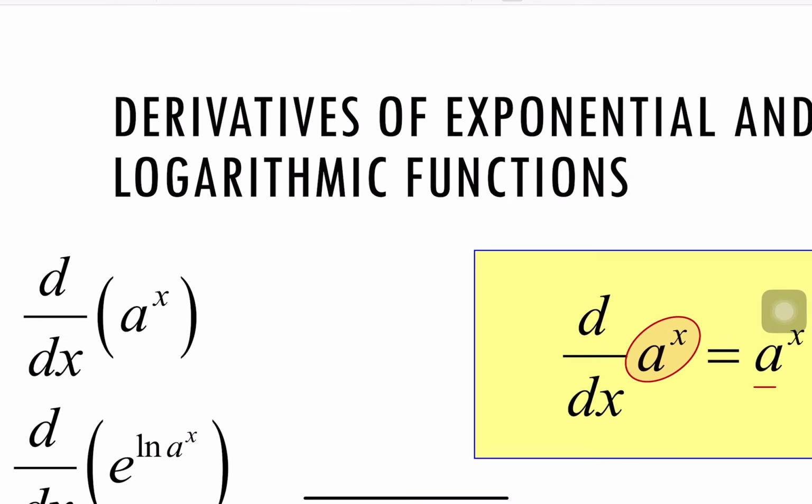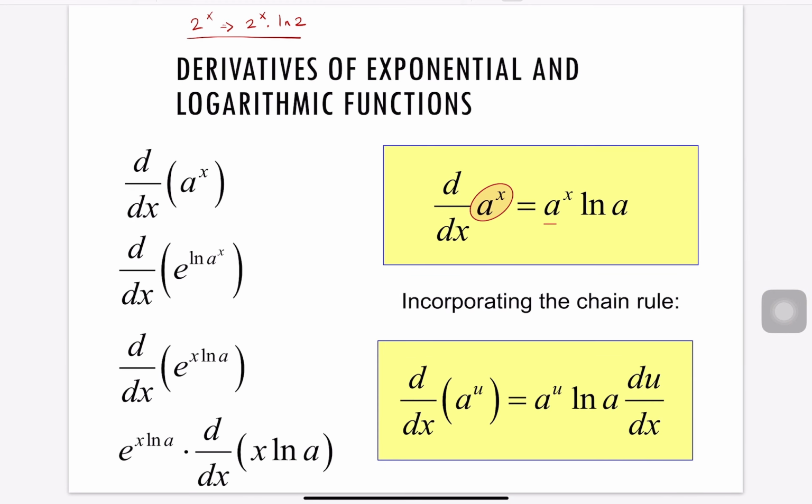For example, if we have the function 2 power x, the derivative will be 2 power x multiply ln 2. It is very important. Okay. If we have a power u, we have to write u prime, the derivative of the power, multiply a power u, multiply ln a.